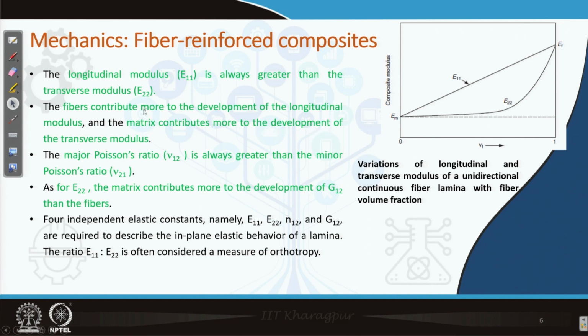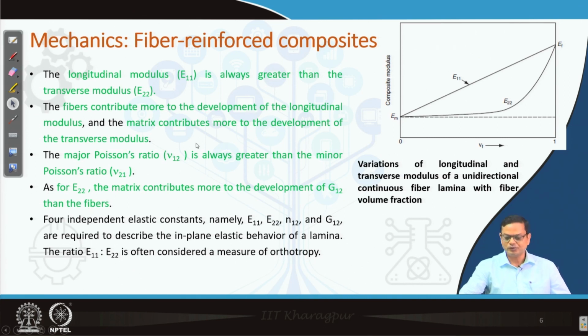I was mentioning it earlier also that the fibers contribute more to the development of longitudinal modulus, but when it comes to transverse modulus, it is actually the matrix which contributes more. Okay. And the major Poisson's ratio, nu 1 2, we also saw a few minutes back, will always be greater than the minor Poisson's ratio. Okay. And as for E22, the matrix contributes more to the development of G12 than the fibers. All this we discussed just a few minutes back.